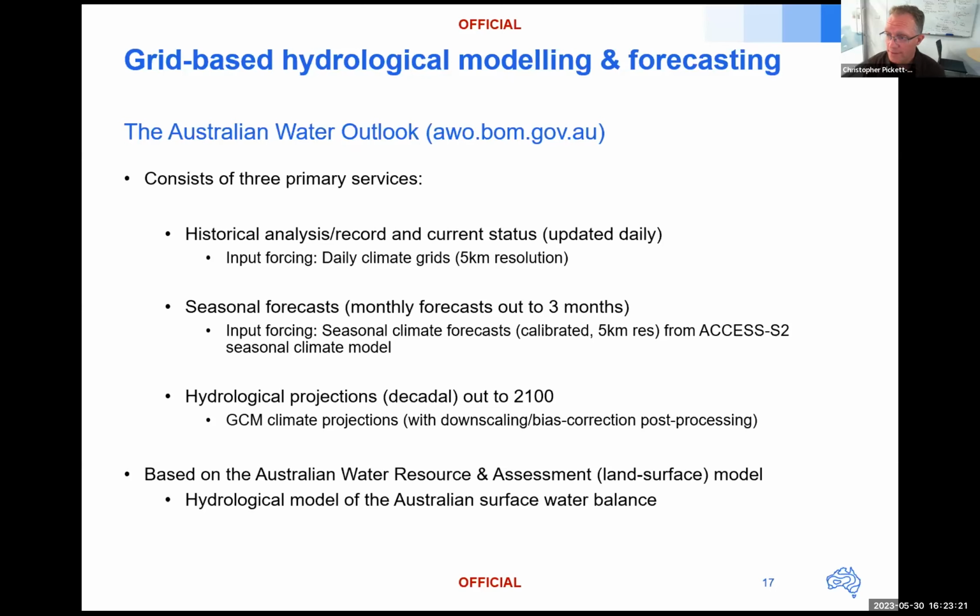Then we have seasonal forecasts at the grid scale. So these are national forecasts across the grid, across the nation at 5-kilometer resolution out to 3 months, where the input forcing is seasonal climate forecasts, in this case from ACCESS-S2, calibrated to 5-kilometer resolution. And then we've got hydrological projections, the service providing decadal estimates of the likely change in water resources up to 2100. And they're being forced by GCM climate projections, with various methods for downscaling, bias correction, and post-processing. And all of these services are based on the Australian Water Resource Assessment Landscape Model, which is a hydrological model.